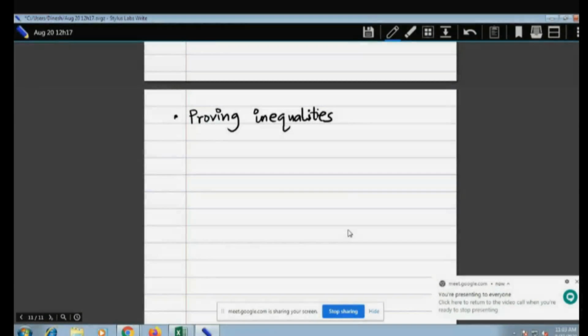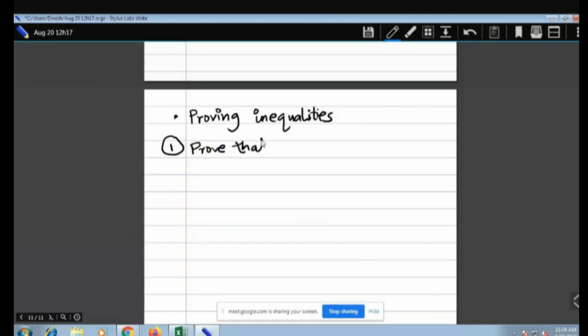Okay, now let us have a simple problem for proving the inequality. Okay, I'll take this one. Problem number 1. Prove that 2 raised to n is less than n factorial, okay, for all n greater than or equal to 4.